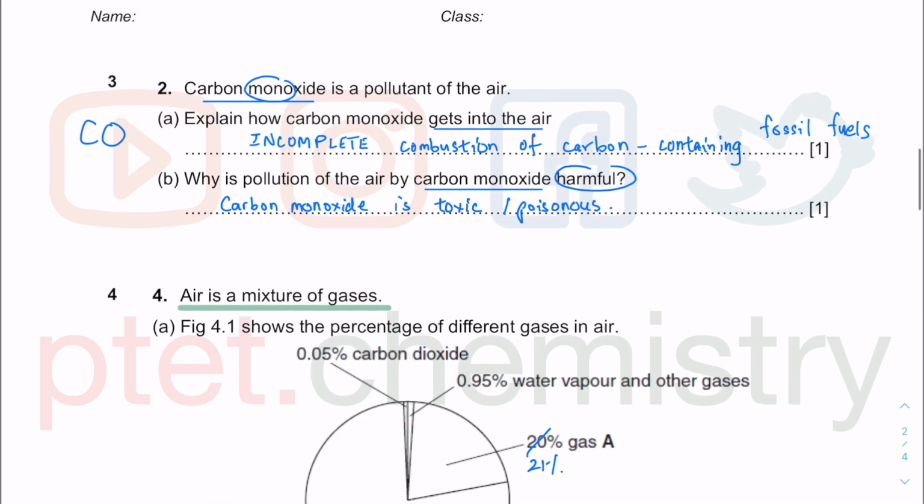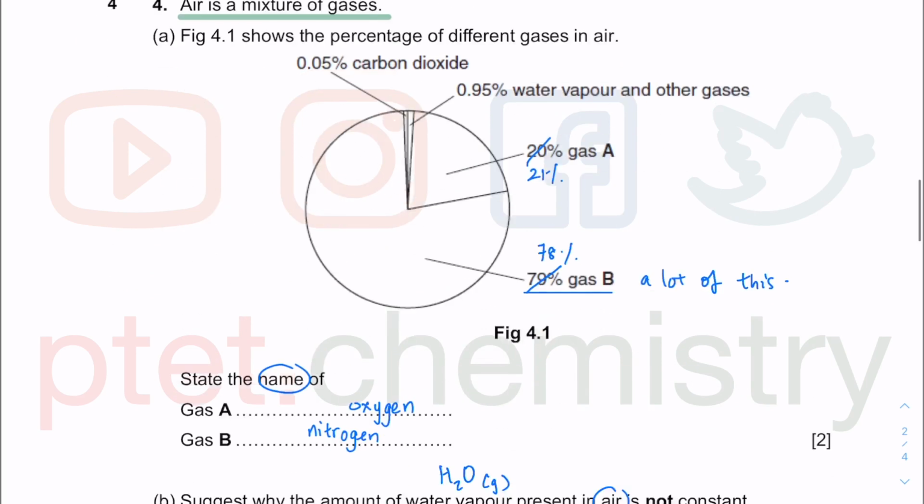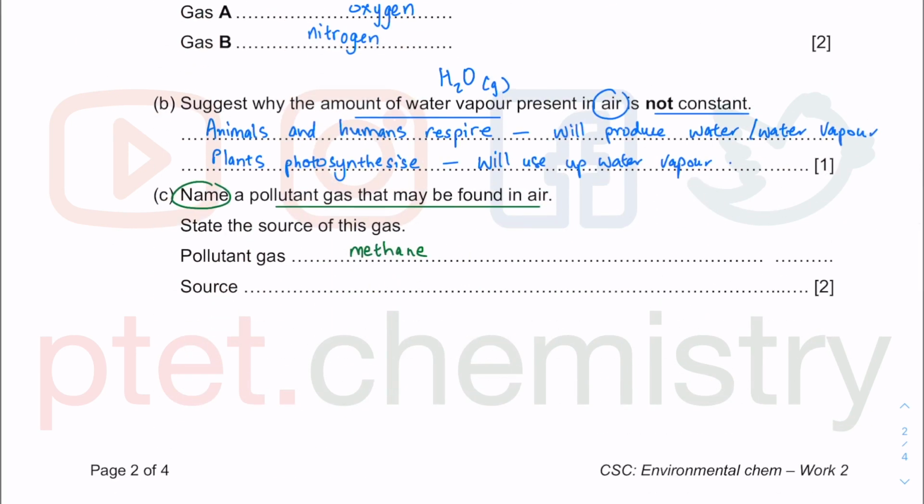So carbon monoxide, incomplete combustion, carbon-containing fossil fuels. Carbon dioxide comes from burning or complete combustion of carbon-containing fossil fuels. You could get the gases from burning plastics, and you'll get toxic gases from burning plastics. And this is methane. Where does methane come from? Methane comes from the decay of vegetables. So this is from the decay of vegetable matter, or just the decay of vegetables. But you also get it from the waste gases, when you have a lot of animals. So waste gases from the digestion in animals.